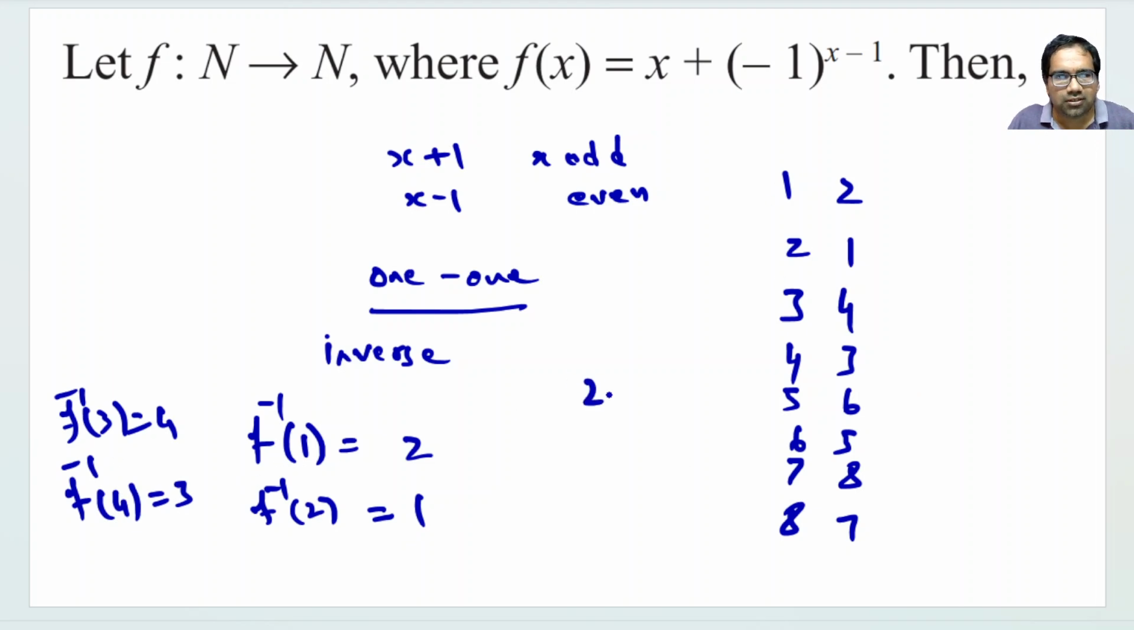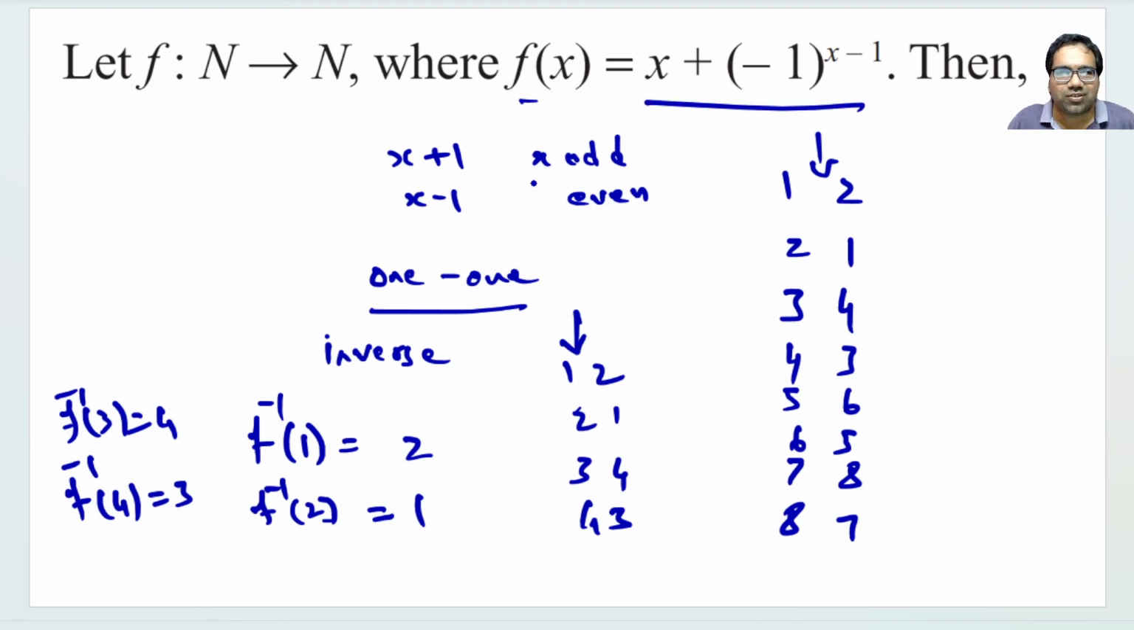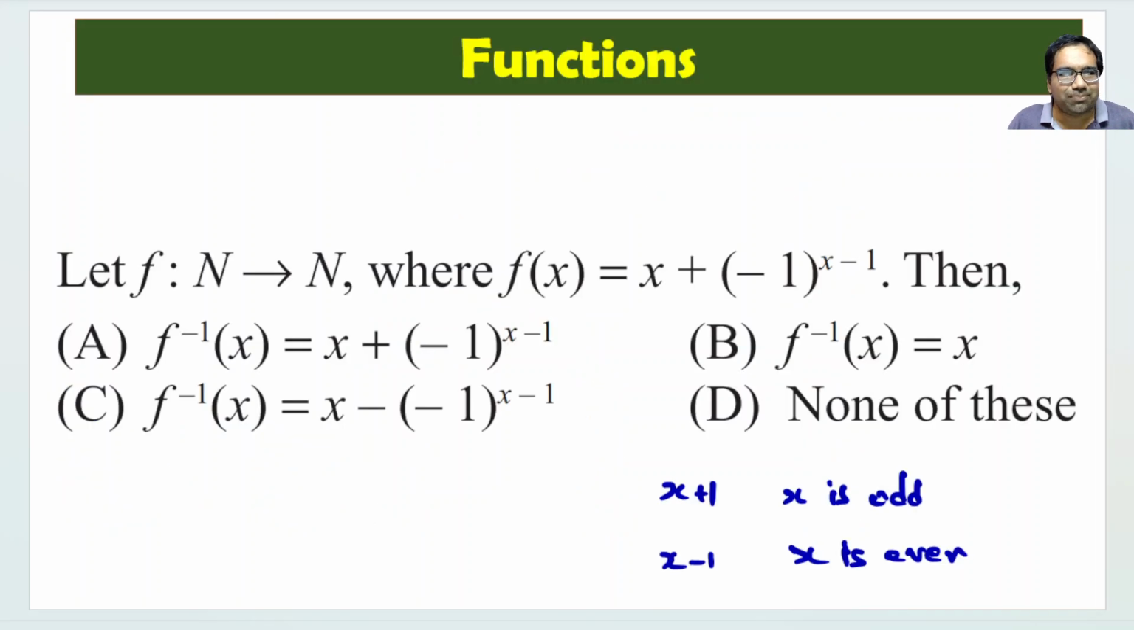See, for example, f of 1 is 2 and f inverse of 1 is 2; 2 is 1 in both; 3 is 4 in both; and 4 is 3 in both. Clearly, this function and this function are exactly the same. So f and f inverse are exactly the same functions. What should be f inverse of x? It is exactly the same, x plus (minus 1) to the power x minus 1. Very simple problem. The function is the same as its inverse.